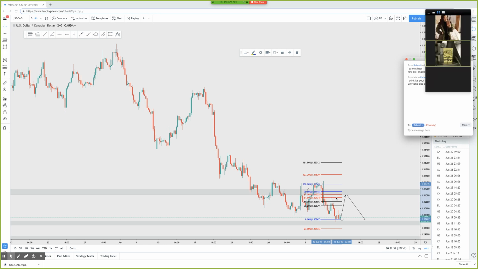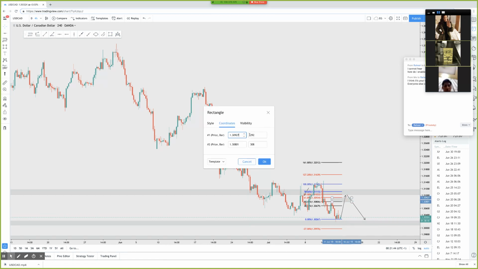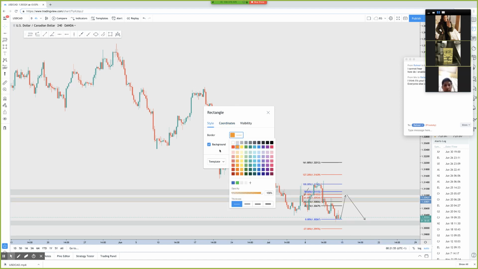I like to enter between 50 and 61.8. So I would box in this area. Next time I'll know Zoom a little bit better. I'll watch a video on it or something. And I'm going to extend my rectangle again. Now, because this is a fib level, I'm going to make it a different color. I don't care what color I make it. I'll make it orange.